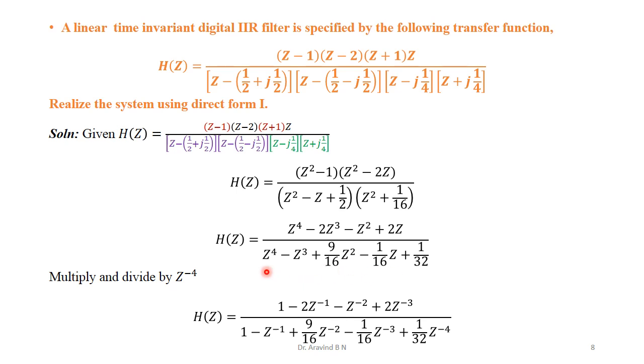Identify the highest power of z, that is 4. So multiply and divide by z to the power of minus 4 so that we can convert all the right hand side terms to the negative power of z. So multiply and divide by z to the power of minus 4. We have obtained all the terms in the negative power of z.